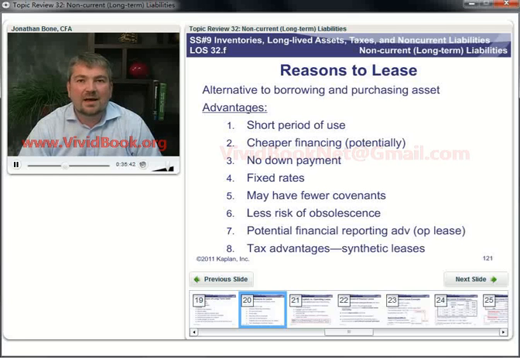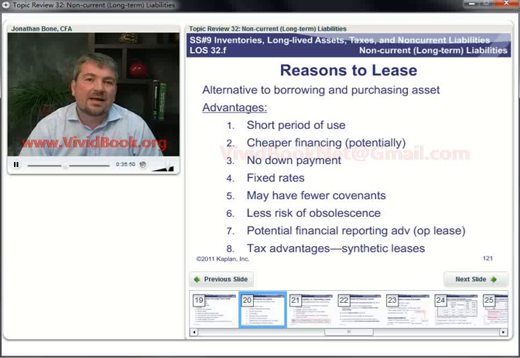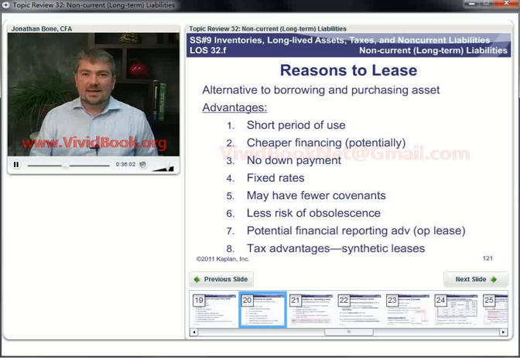Cheap financing. You might find that it's cheaper to lease the asset than going out and issuing debt and using that debt to purchase the asset. So the rate implicit in the lease may be lower than your incremental borrowing rate. No down payment. Typically, we don't have to pay anything up front under a lease, unlike purchasing an asset. Also, a lease locks us into a fixed interest rate over its life. So it may be attractive if you can only borrow at floating rates.